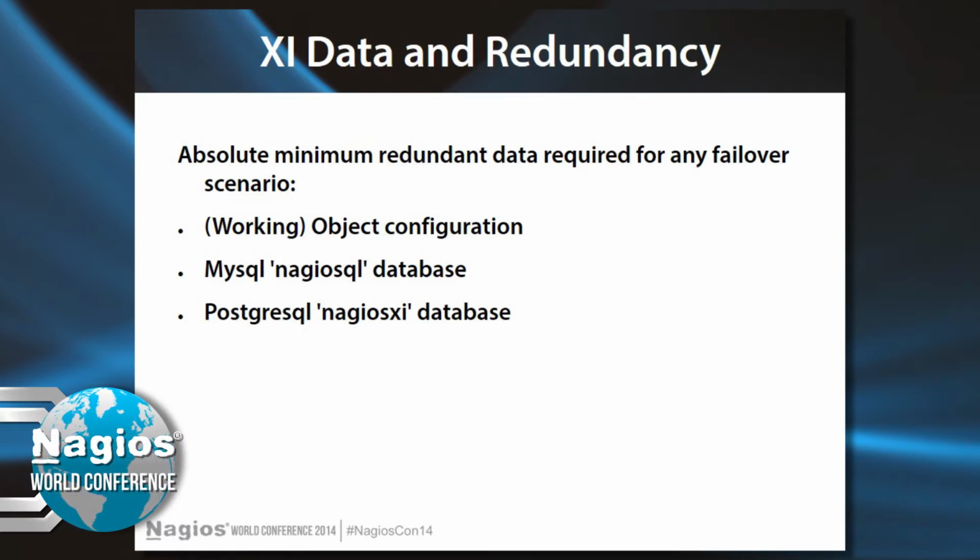As far as the data and redundancy goes in XI, in any given scenario, the absolute minimum you need is a working object configuration in order to fail over cleanly. You need to make sure that the Nagios QL database is available. You could actually roll without it. You could just move the configs. Just, you have no way to access QL then on the XI box and change things. As soon as Nagios or apply configs runs, it would eliminate those because they'd be ghosts. So you really need to make sure the QL database has been moved over, and the Nagios XI database, obviously. So you have users and you have all the necessary Postgres information for notifications, etc.